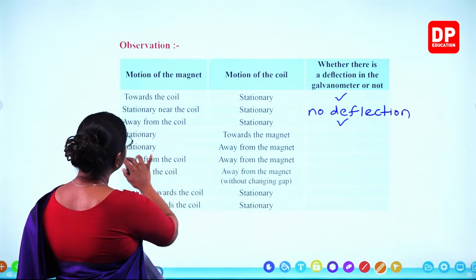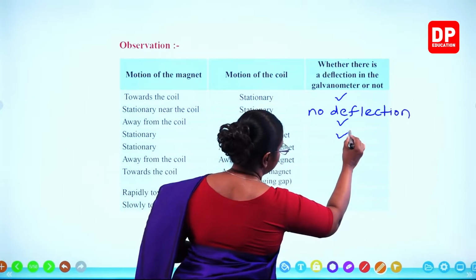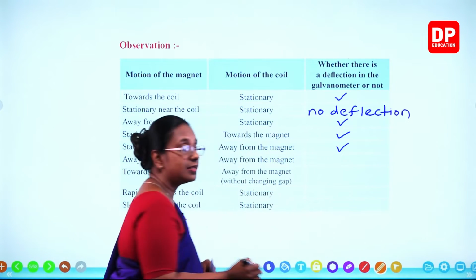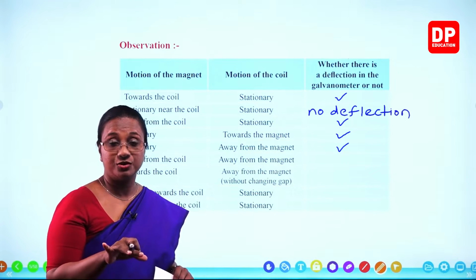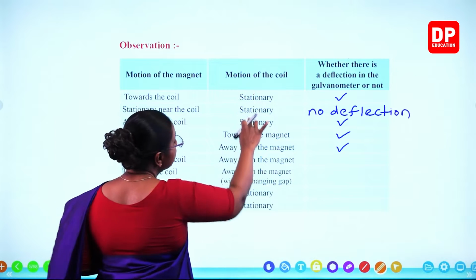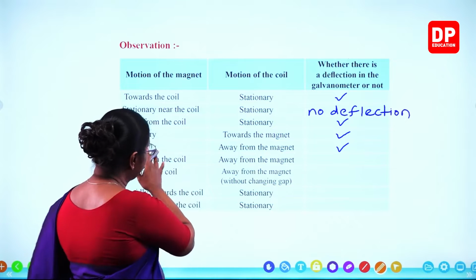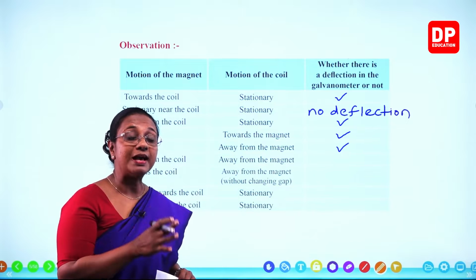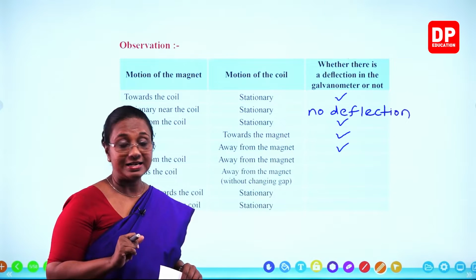Thereafter, when the magnet was stationary and the coil was moved towards the magnet, there was deflection. And when the coil was moved away from the magnet also, there was deflection. There also, if you can remember, students, I held the coil stationary near the magnet. Then also there was no deflection. So from these observations, you can see only when there is a movement, either the magnet has to move or the coil has to move, there was deflection. When both the magnet and the coil were stationary, there was no deflection. I'm sure you can understand that.